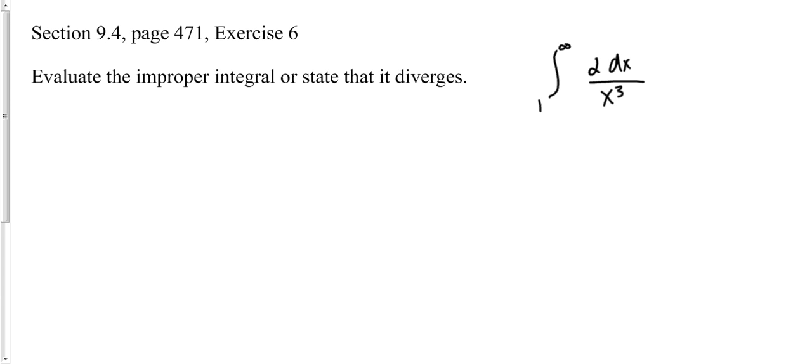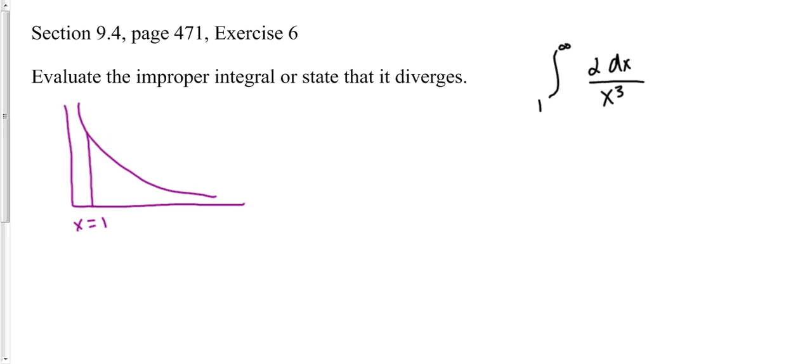Let's do section 9.4, page 471, exercise 6, which reads, evaluate the improper integral or state that it diverges. For exercise 6, we have the integral from 1 to infinity of 2 dx over x cubed. Now let's start off by looking at what the graph of this looks like. And we've got something that looks like this, and somewhere around here is going to be x equals 1.